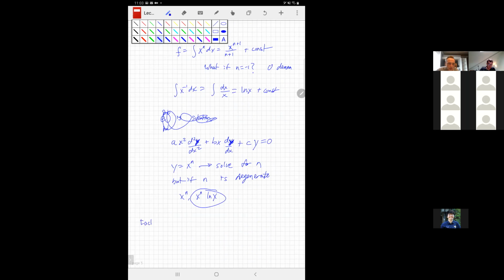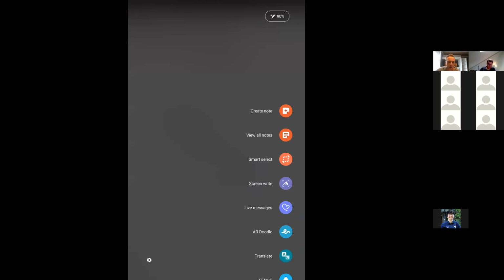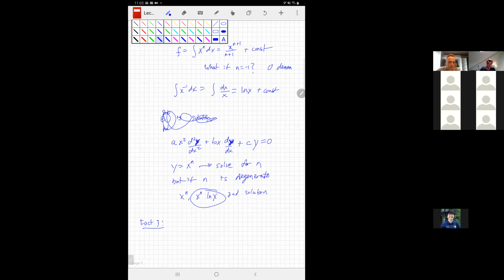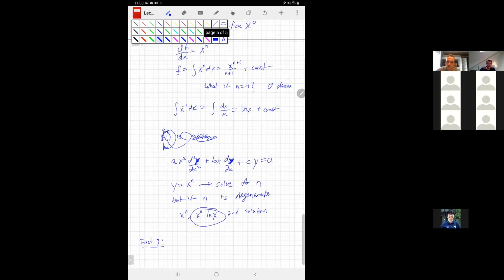Professor, can you repeat why you circled your x to the n natural log of x? That's the second solution. And you're saying that this blows up, correct? Yeah, ln blows up when x equals 0. Okay.